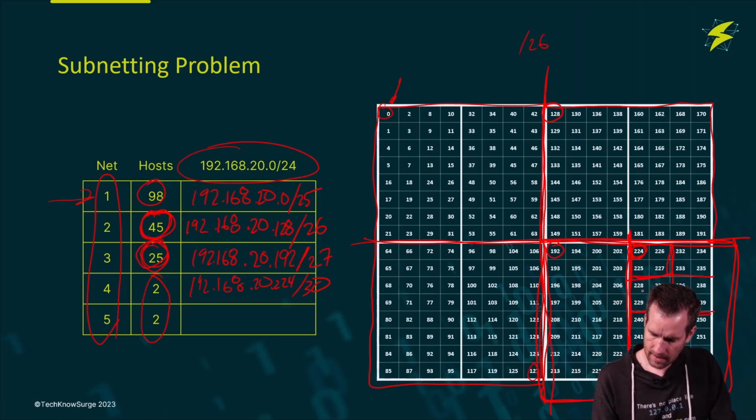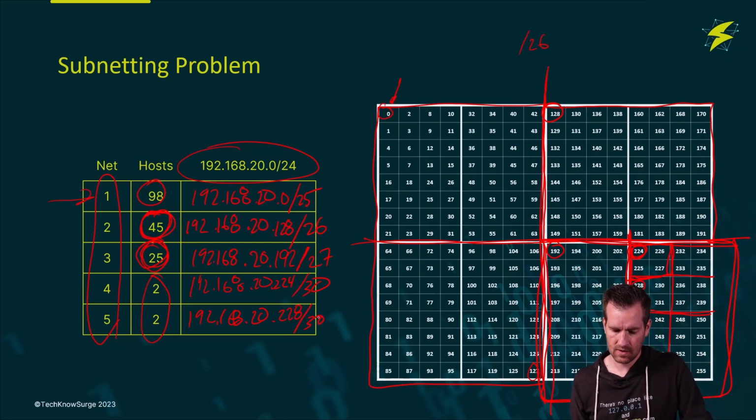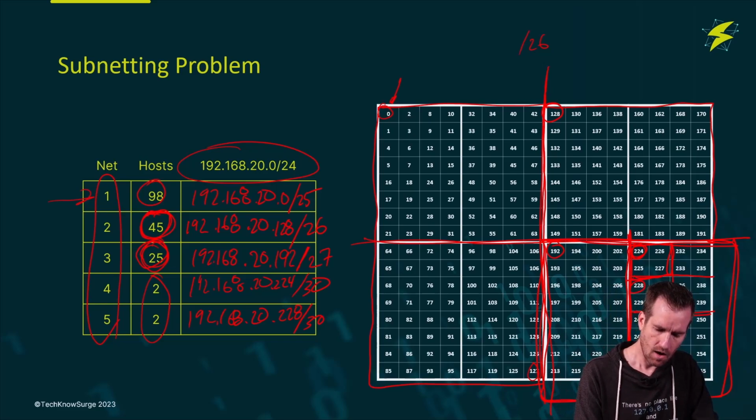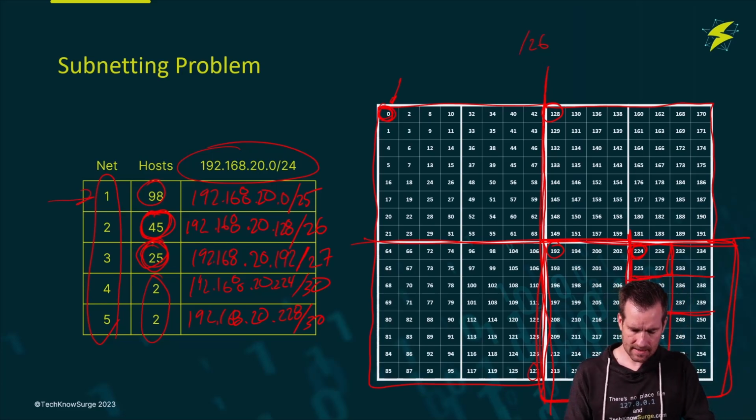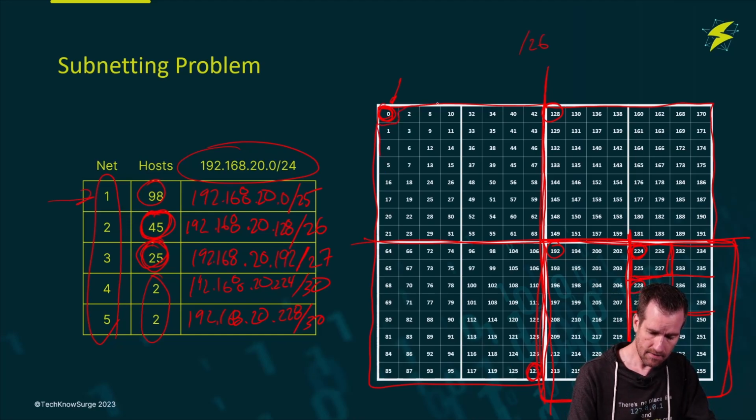The next one I can see here is going to be 192.168.20.228. And that will be a /30 as well. So now I've got that range. For each one of these, I've got the network address, I've got the broadcast address, and then all of the usable addresses in between that. And I can do that for every single network.